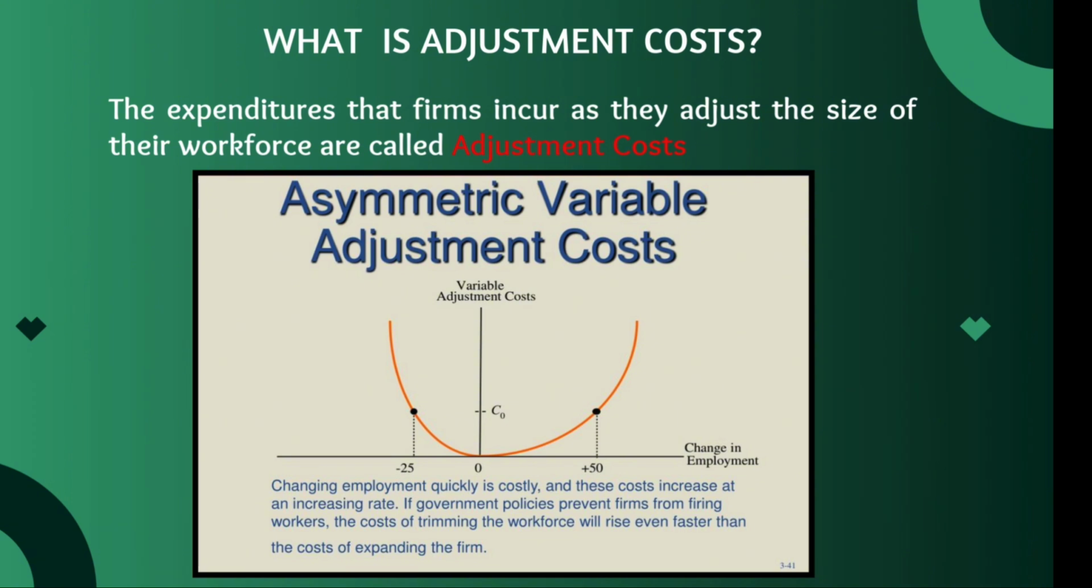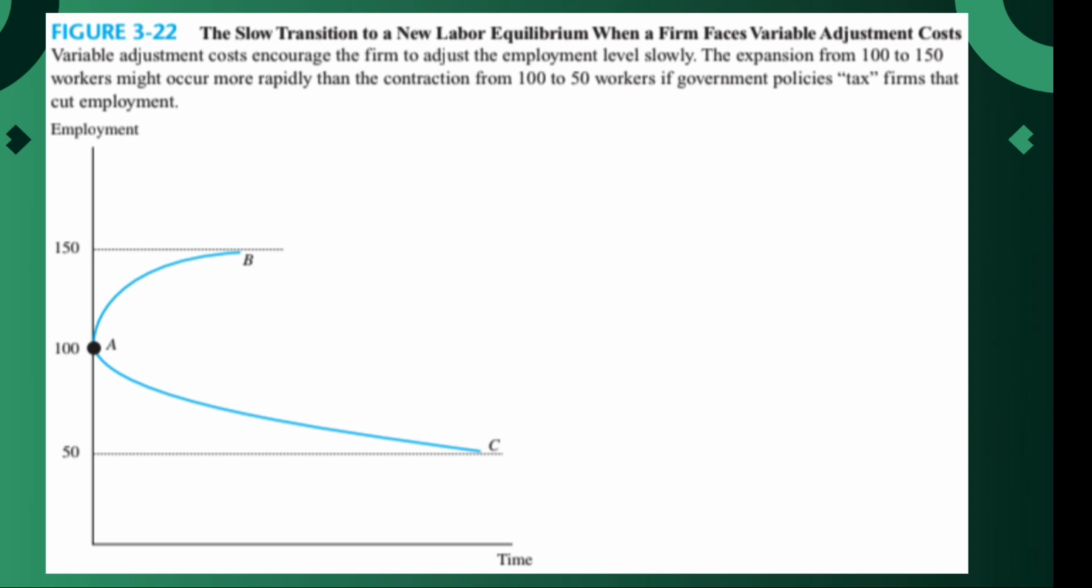In this figure, we see the slow transition to a new labor equilibrium when the firm faces variable adjustment cost. Variable adjustment cost encourages the firm to adjust the employment level slowly. The expansion from 100 to 150 workers might occur more rapidly than the contraction from 100 to 50 workers. If government policies tax firms that cut employment, it is easy to describe what happens to the firm's employment as the firm attempts to hire or fire additional workers in the presence of variable adjustment costs.